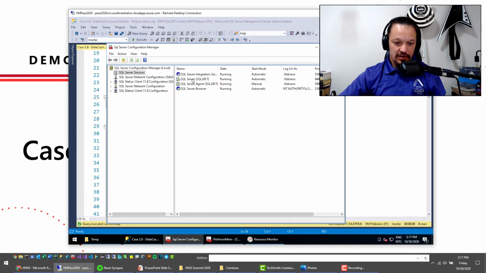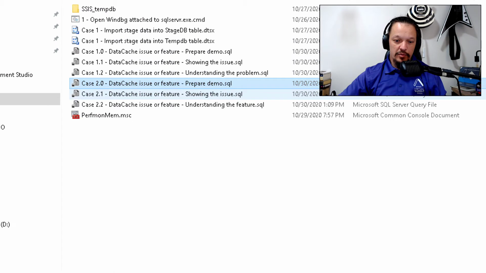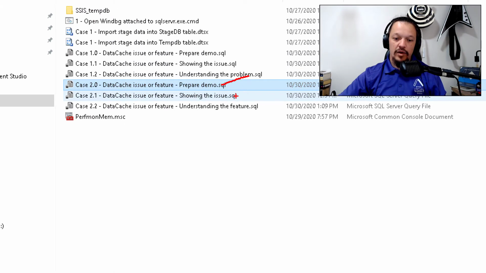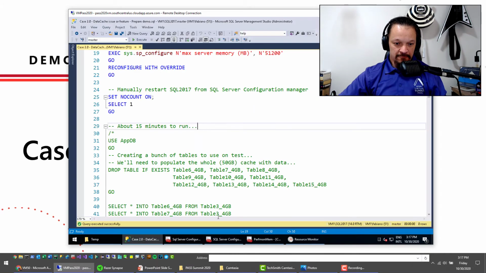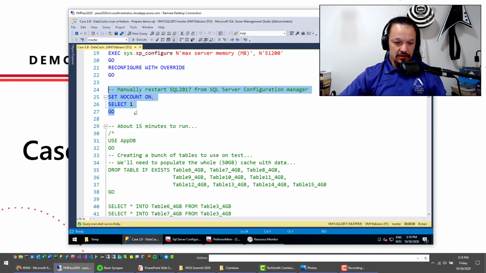Let me restart the instance. And I'm calling the prepare demo file. Then I will show the issue and then understand the feature. Let's see if it's already back. It is. Let me confirm.